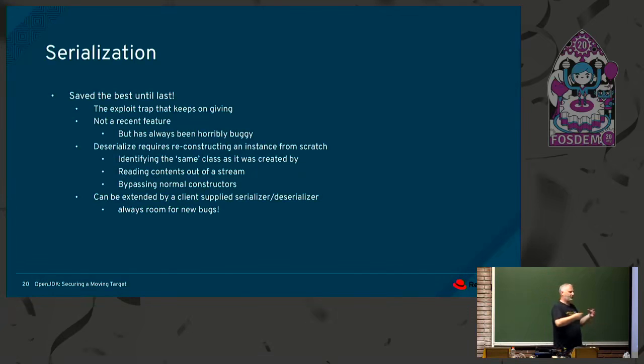And you're installing all the fields, bypassing the normal construction process, and you're taking whatever you get out of the deserialization stream. So there's lots of opportunities to spoof things there and to get things snuck into an object in a way where it's not validated. And it's even worse because it's possible to provide custom serializers and deserializers. So there's always room for new bugs by people building their own serialization and deserialization frameworks.